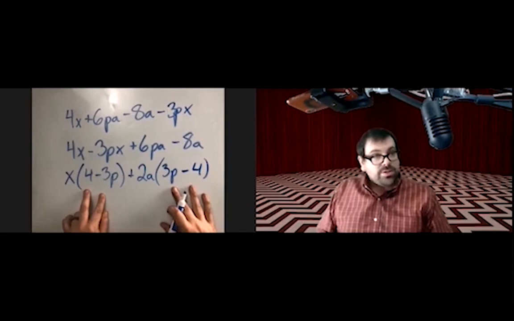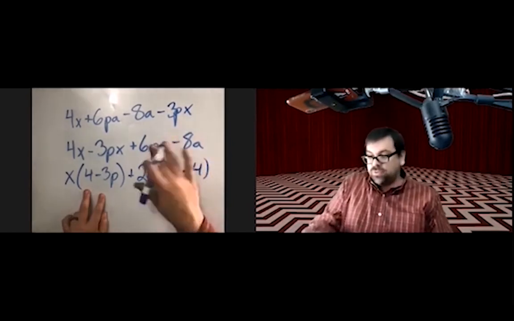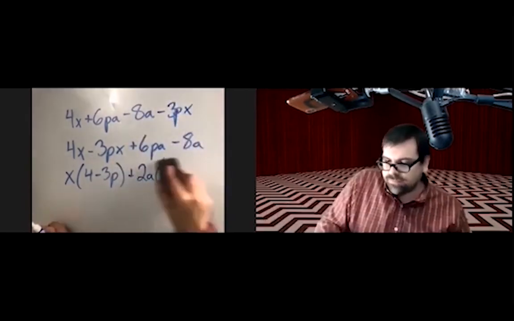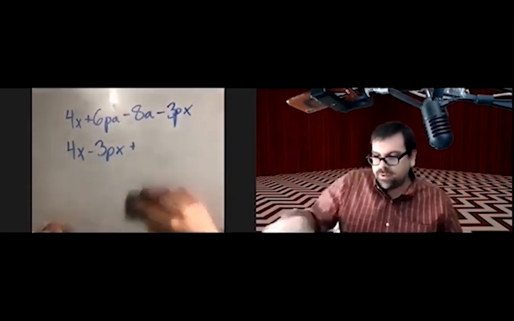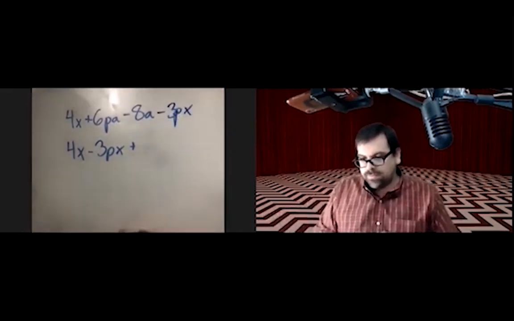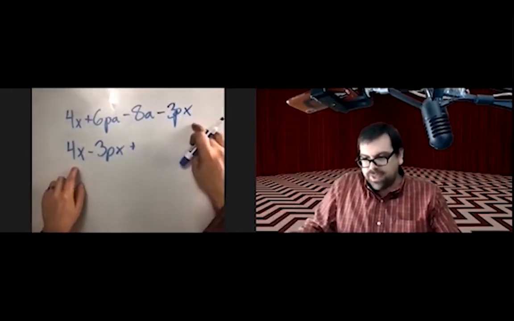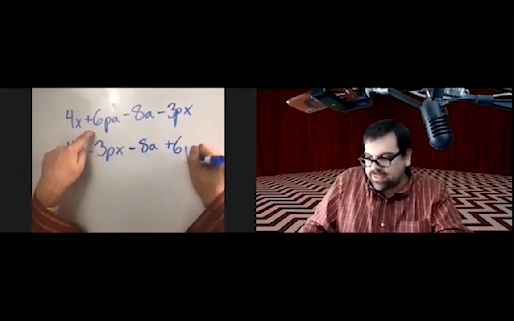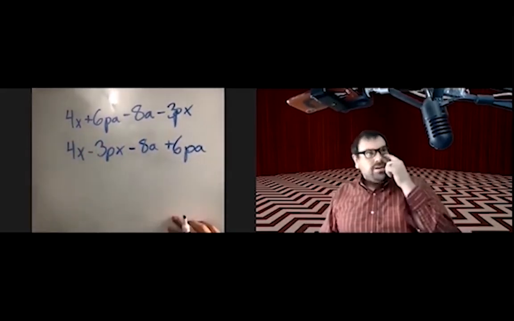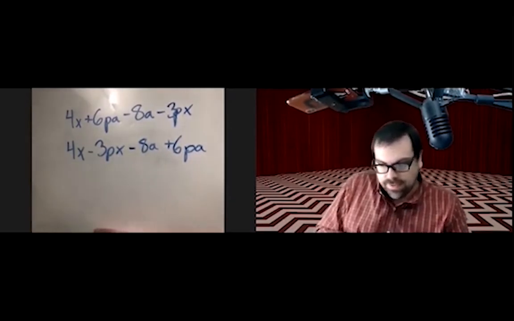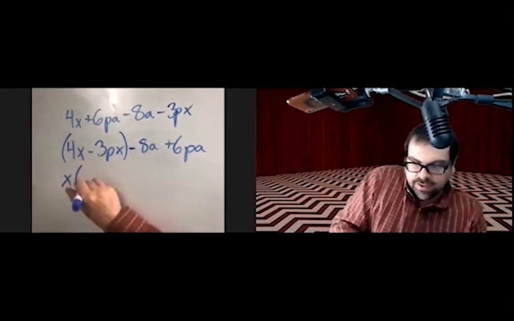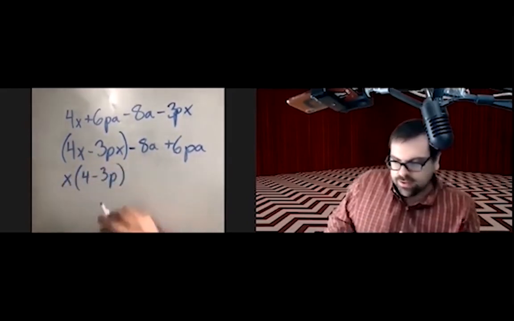I think I could get a match if these two were switched, though, because I would like these to be switched. So one more time. 4x minus 3px, let's go minus 8a plus 6pa. One of these will do something for us. If we group here, I can take out an x. I'm left with 4 minus 3p.